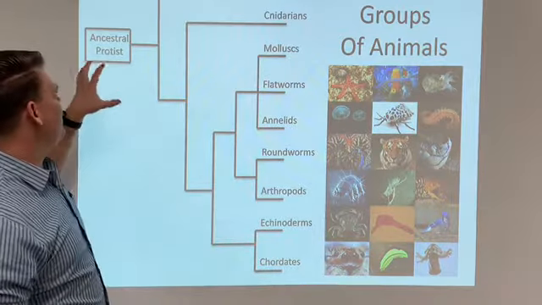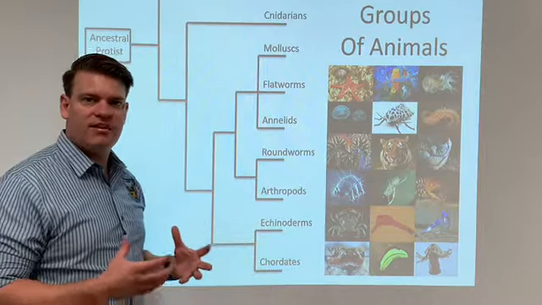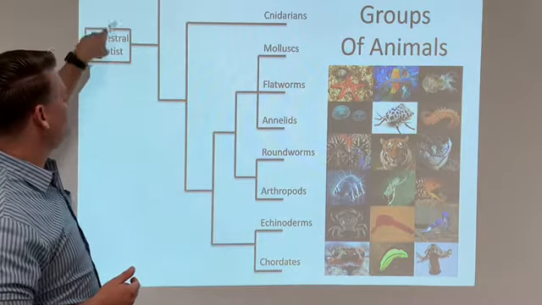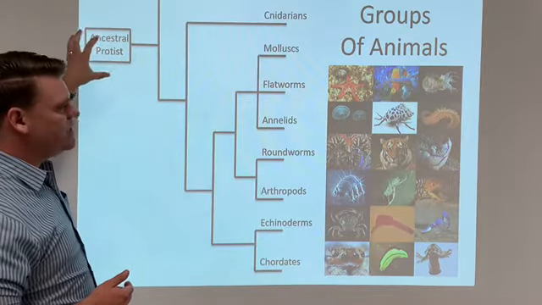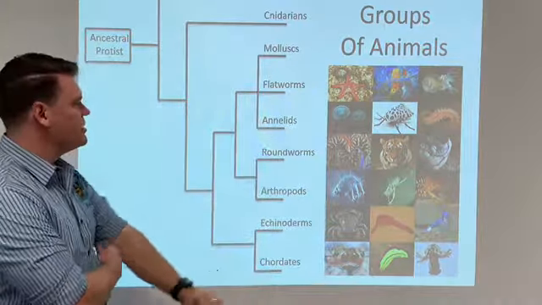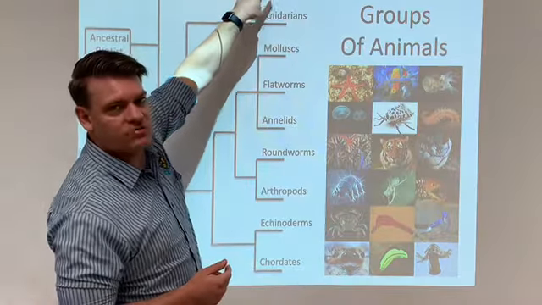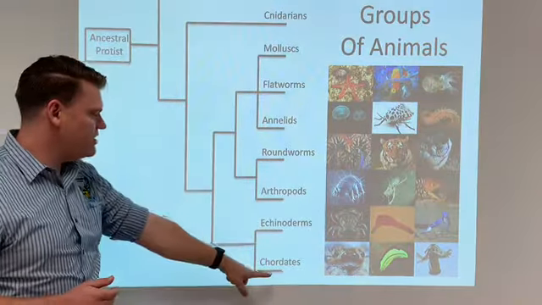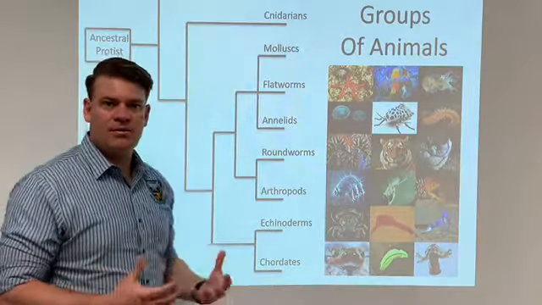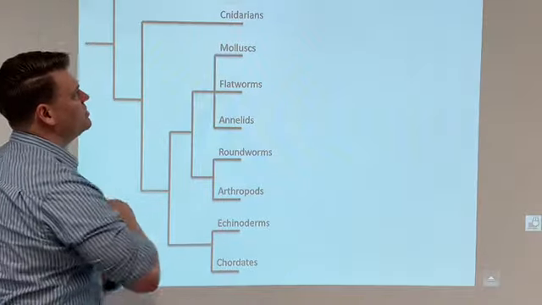Now you can see what we have is we've made a clade here, just kind of like we did last time when we made that clade for mammals. So this is a clade for animals. Our ancestral protist here is the common ancestor for all of these different animals. And so we're going to see how our oldest form of animals is our sponges, and then we're going to work all the way down to our chordates. And then when we get to our chordates, we're going to open that up and see a little bit more on our chordates. All right, so let's start with our sponges.